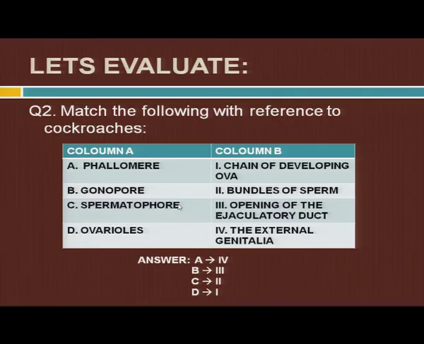Now, let us see the answer. The A part, phallomere, is the external genitalia, gonopore is the opening of the ejaculatory duct, spermatophore is the bundle of sperm, and ovarioles are the chain of developing ova, and these all terms are with respect to the reproductive system in male and female cockroaches, as we have discussed.